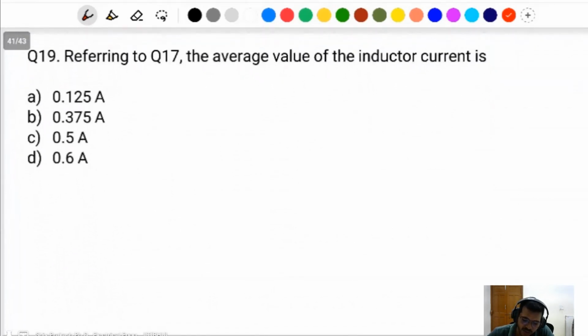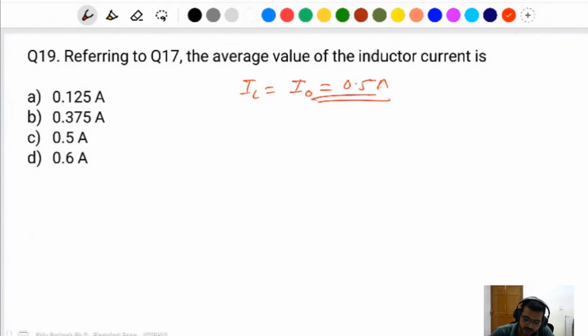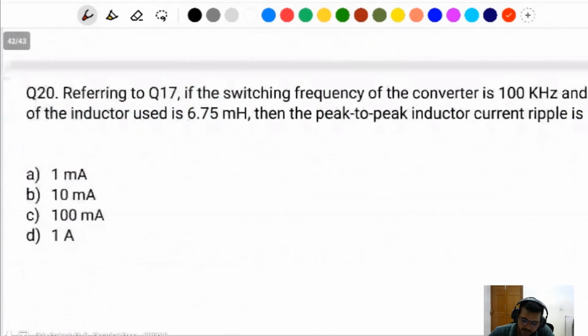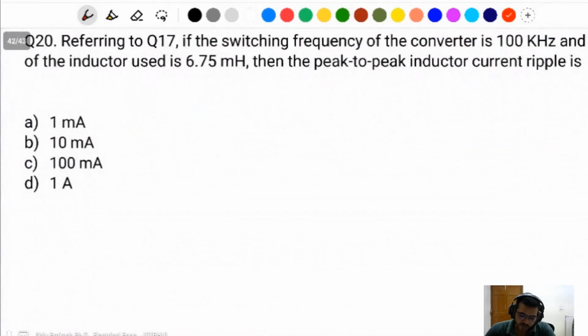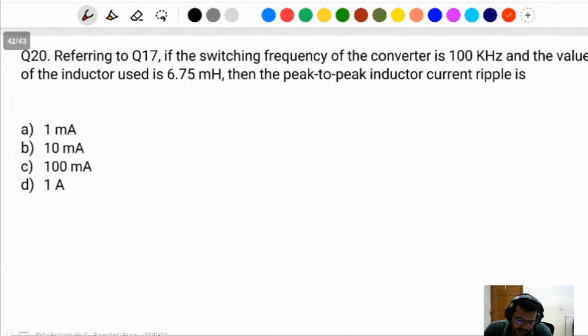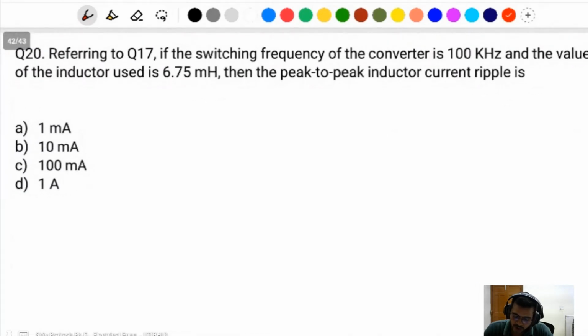Next question, referring to question number 17, the average value of inductor current. IL is the same as I naught. For the buck converter, I have already calculated it, 0.5 ampere. Next, referring to question number 17, the switching frequency of the converter is 100 kilohertz, and the value of inductor used is 6.25 millihenry. Then the peak to peak inductor current ripple will be what?